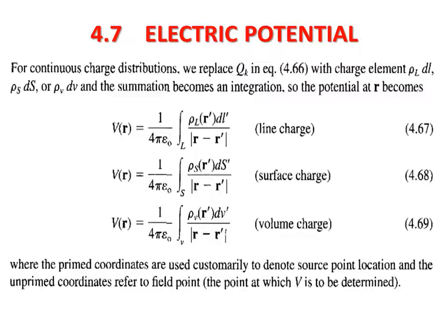It becomes the following equations 4.67, 4.68 and 4.69 for line charge, surface charge and volume charge respectively, where the primed coordinates are used customarily to denote the source point location and the unprimed coordinates refer to the field point, the point at which V is to be determined. So basically we have to remember the charge distributions of line charge, surface charge and volume charge, and then we apply the potentials across those distributions and we can get the formula.